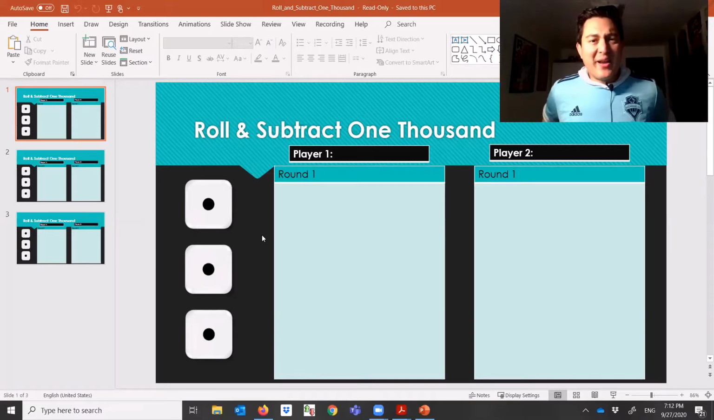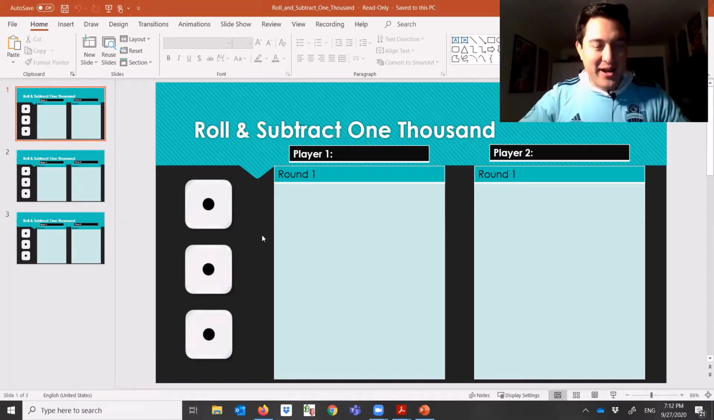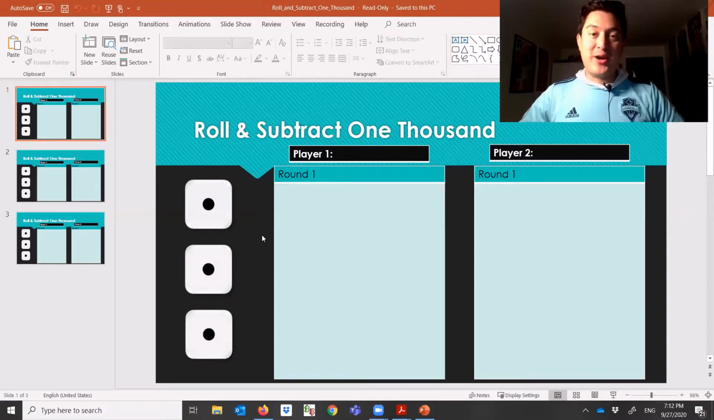So you might be thinking about this game. It's called Roll and Subtract 1000. What do you think the point of this game might be? Go ahead and think about that for a second. Noticing what you have on the screen, right? You can play this game with either one person or two people. Either way is fine. I'm going to show you how to play with one person. I'll talk a little bit about how it might look with two.